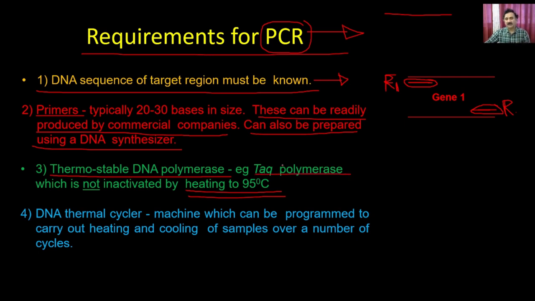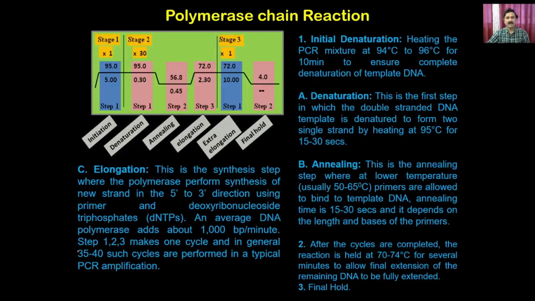Once people discovered Taq DNA polymerase, they started using it, because even if you heat the DNA to 95 degrees Celsius, which is the first step of denaturation, the Taq DNA polymerase will still remain intact, and that's why you don't have to add the enzyme every time. Then you need a machine where you can perform the PCR reaction, and that is called the thermal cycler. It is a machine that can be programmed to carry out heating and cooling of the sample over a number of cycles. This is called the PCR cycle.